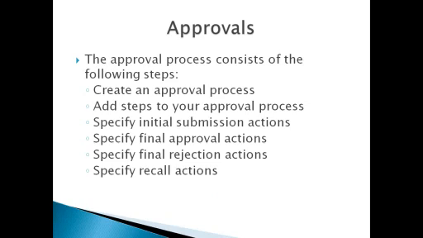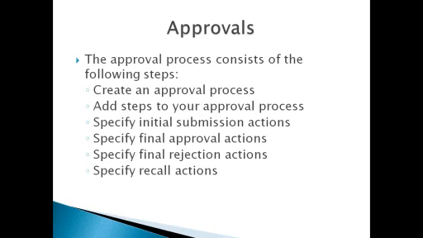And then the next step is your initial submission. So this is the criteria for that first submission into your approval process. And then you want to look at the approval. So what happens whenever a record is approved? And then also the final rejection. So what happens whenever a record is rejected? And then also what if someone recalls their submission for an approval?